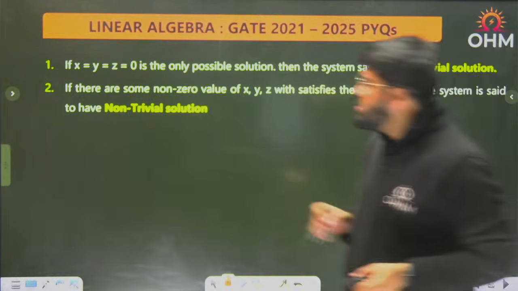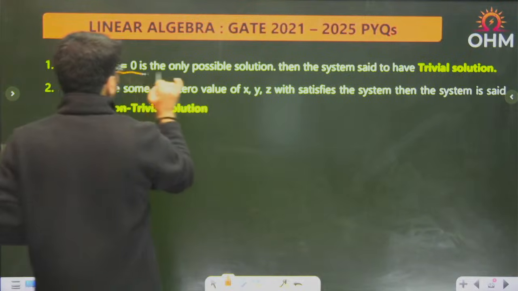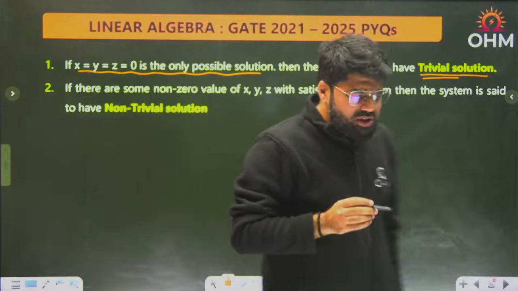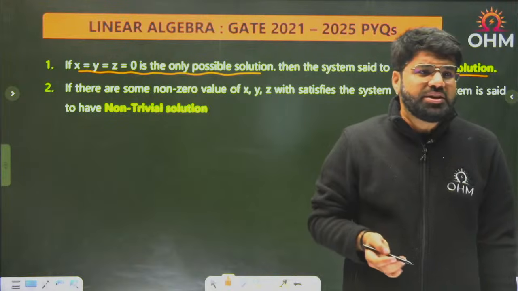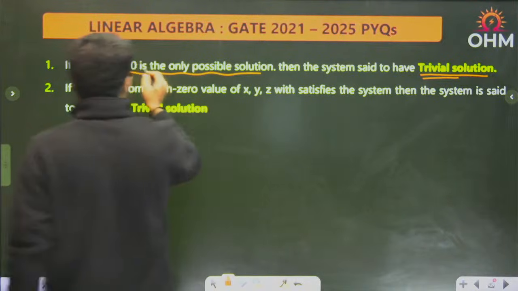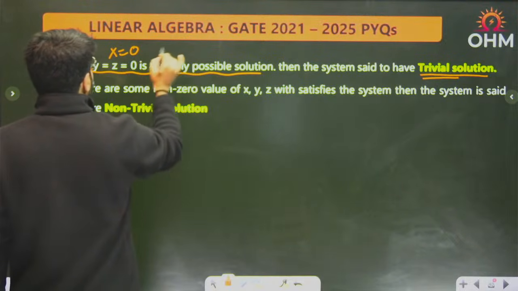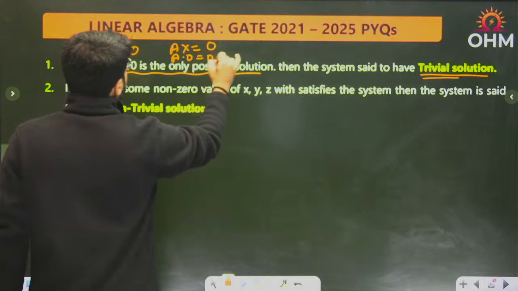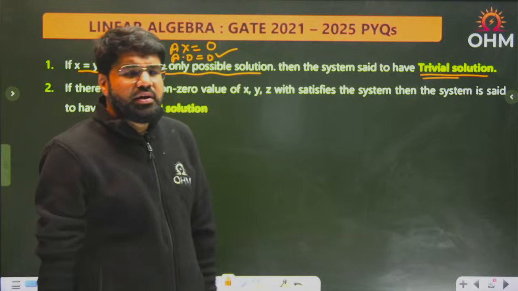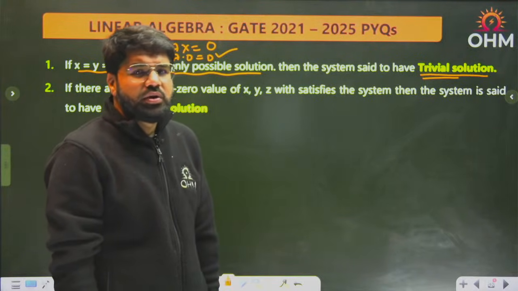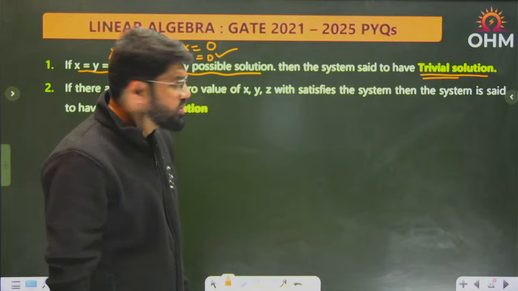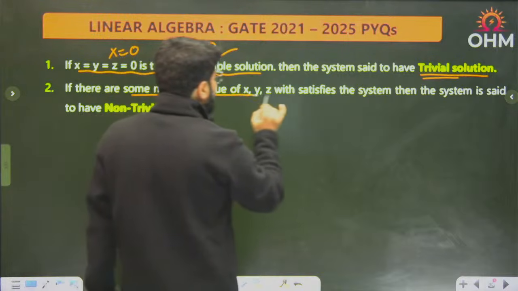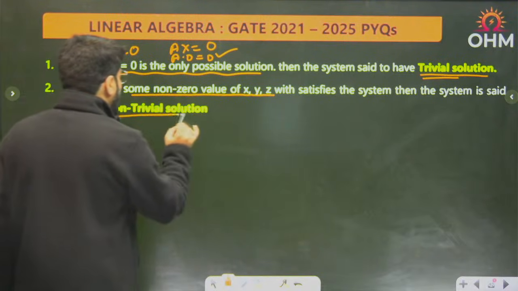But when (0, 0, 0) is the only possible solution, then the system is said to have a trivial solution. Trivial is something almost meaningless, which does not give you any added information. Why? Because if x, y, z is 0, 0, 0, then in vector form x is 0. You are solving the equation AX equal to 0, and A into 0 is always 0. What is the new discovery in that? Everybody knows it. But is there any non-zero value of x, y, z which will satisfy the system of equations? Then the system is said to have a non-trivial solution.